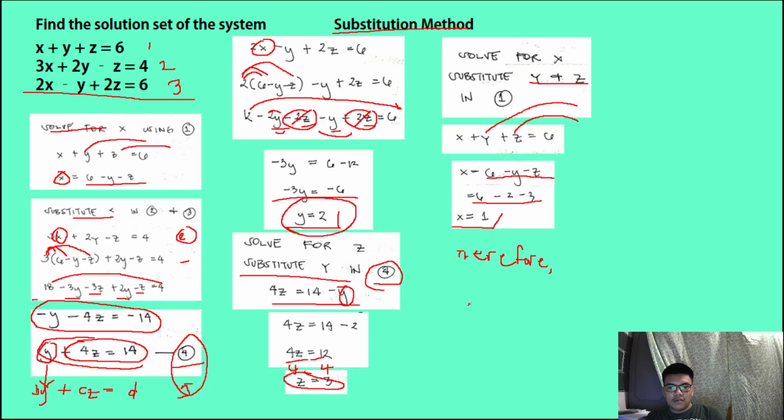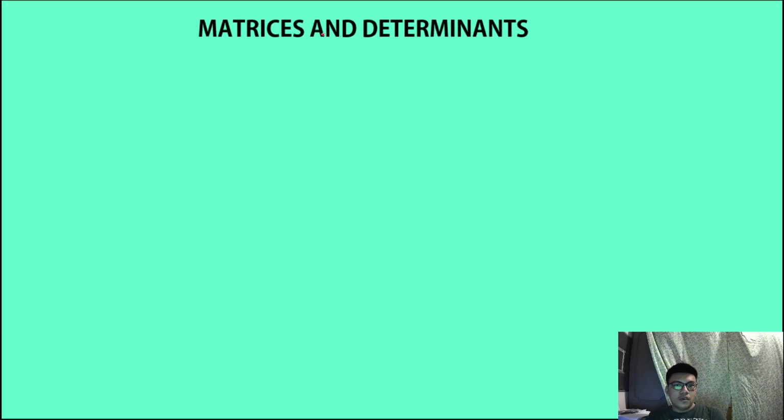Therefore, pangit na sulat ko. X is equal to 1, y is equal to 2, z is equal to 3. So, yun pa rin, ano. So, tama. Ibig sabihin, tama yung na-solve natin kasi nagkamukha siya dun sa ibang method, sa elimination. Okay, so sana nasundan. Okay, so let's have now matrices and determinants.